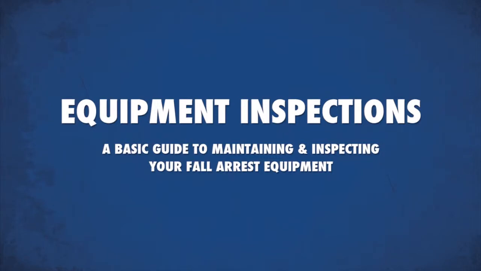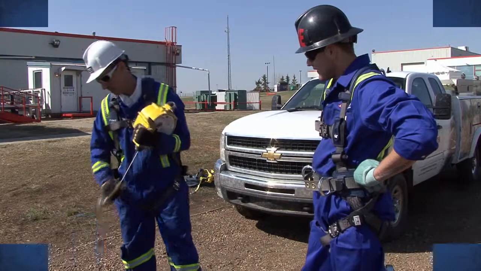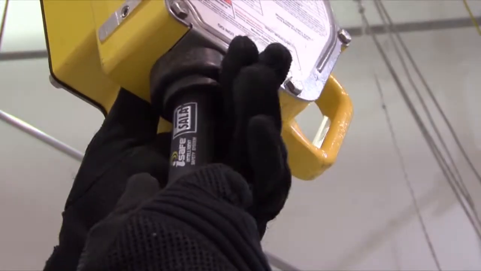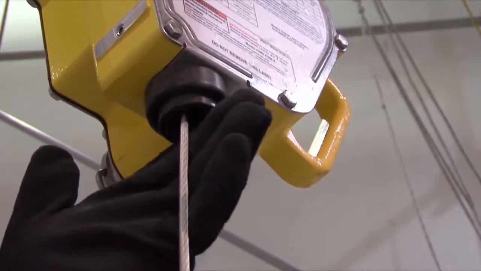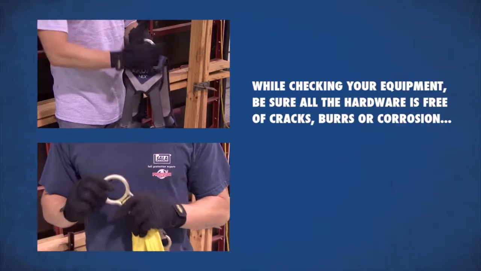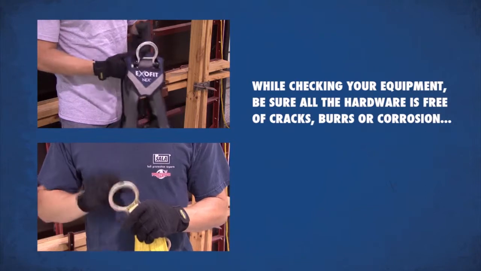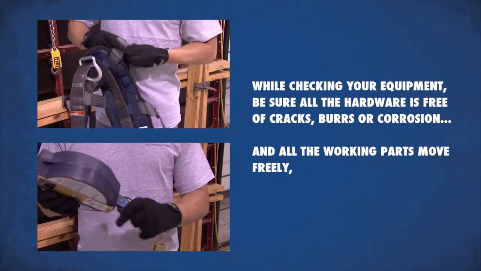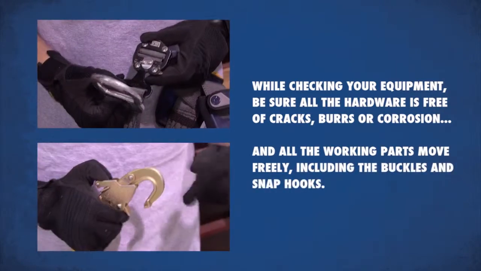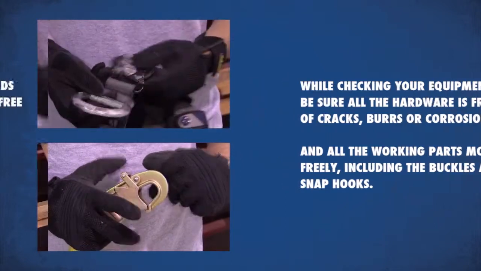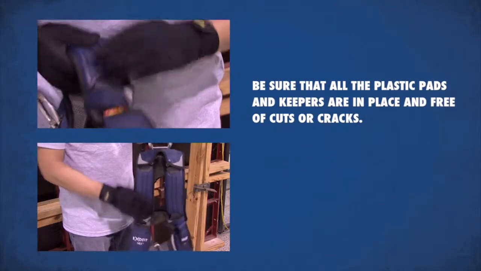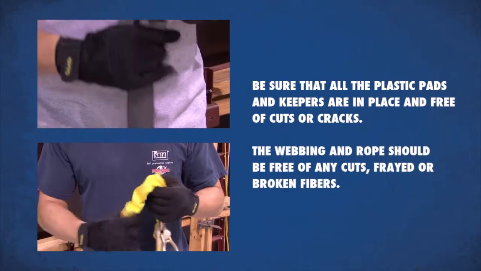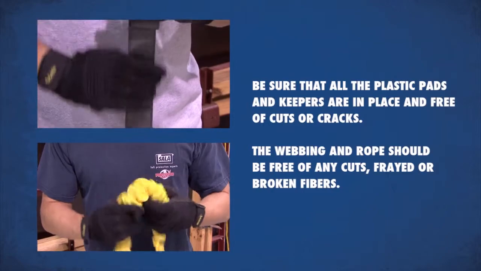All your fall arrest equipment needs to be properly maintained. You should personally check all your components before each use and have an annual inspection performed by a competent person. While checking your equipment, be sure all the hardware is free of cracks, burrs, or corrosion, and all the working parts move freely, including the buckles and snap hooks. Be sure that all the plastic pads and keepers are in place and free of cuts or cracks. The webbing should be free of any cuts, frayed, or broken fibers.